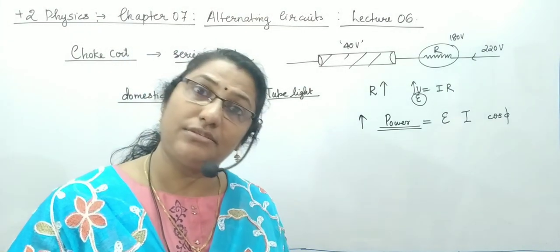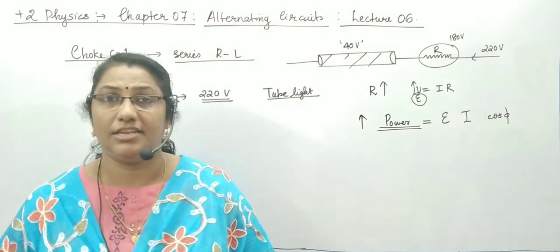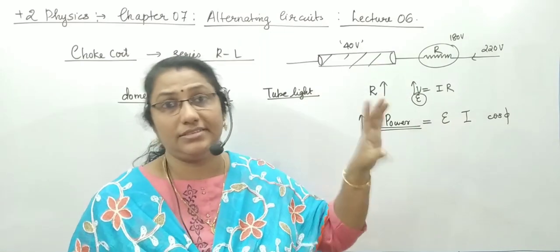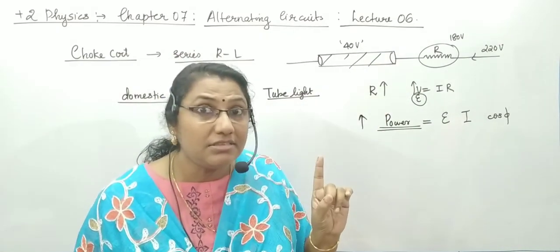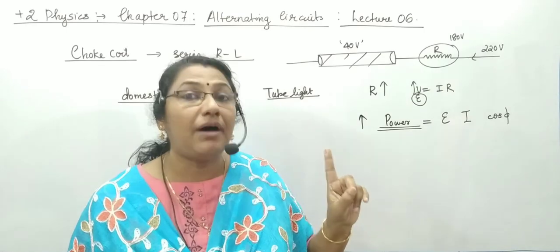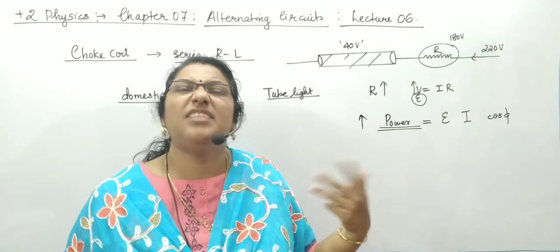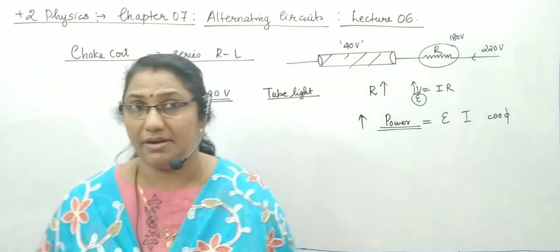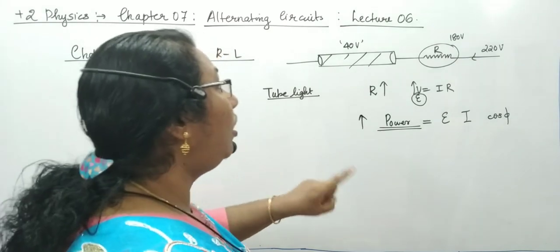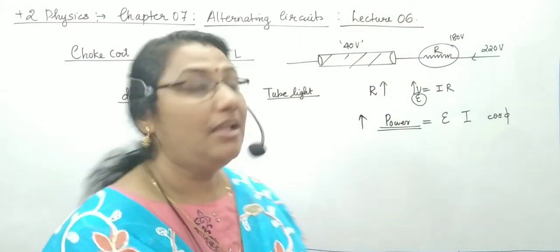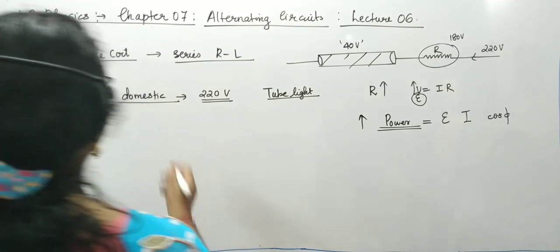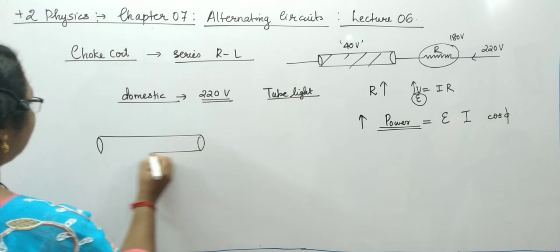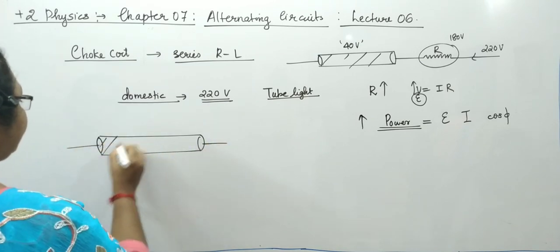If we use an extra high resistance in series with our electrical appliance, the potential across this appliance decreases, which is what we need, but there is a problem. The power is also increased. There is a lot of wastage of power. That's why we can't use a resistor directly here. So what we do is take an RL circuit. Once more, we are taking our tube light. This is our tube light.